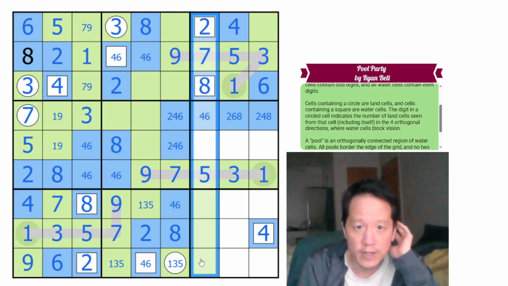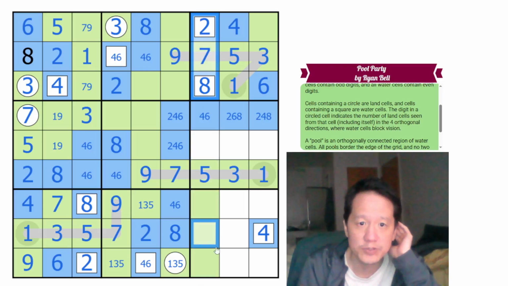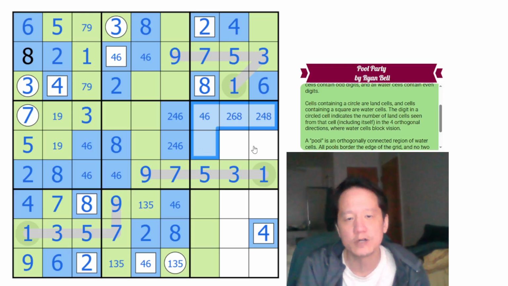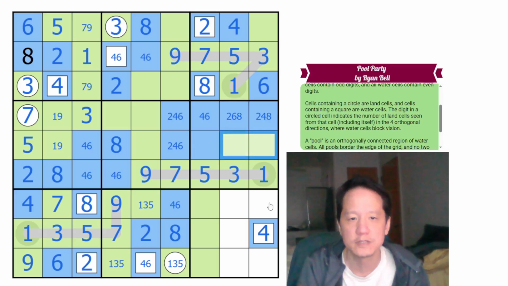We have 5 land cells now in column 7, which eliminates land cells in the rest of the column. So this is a water cell. We have 4 water cells in this box, which eliminates water cells in the rest of the box. So these are land cells.